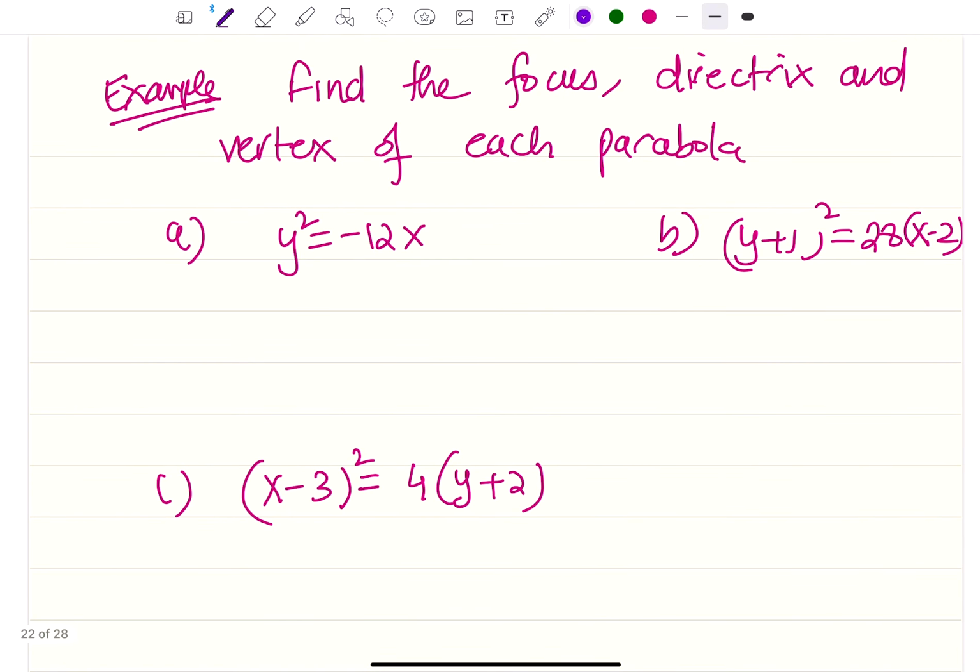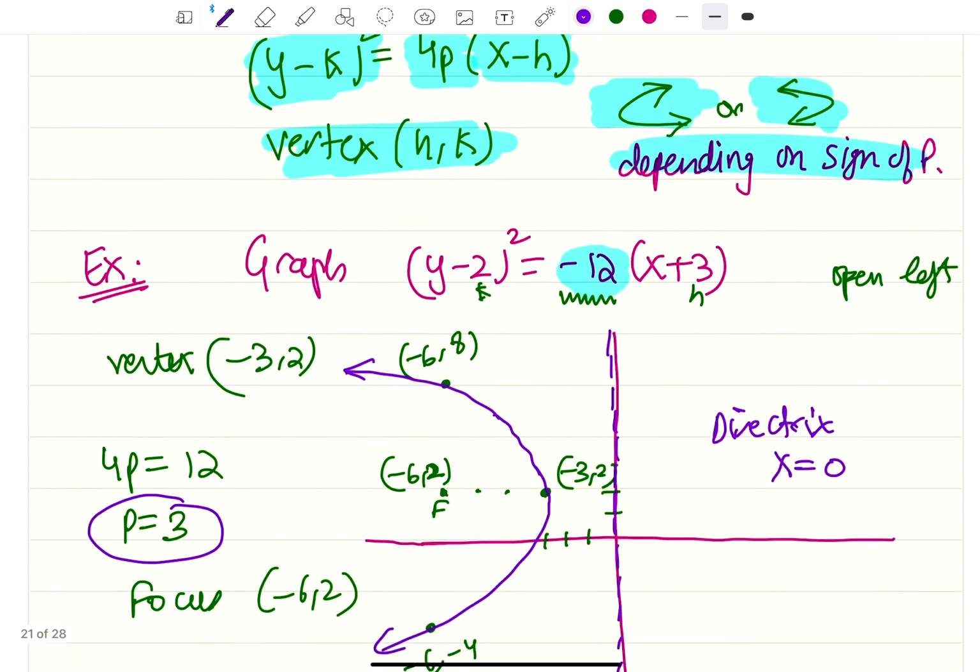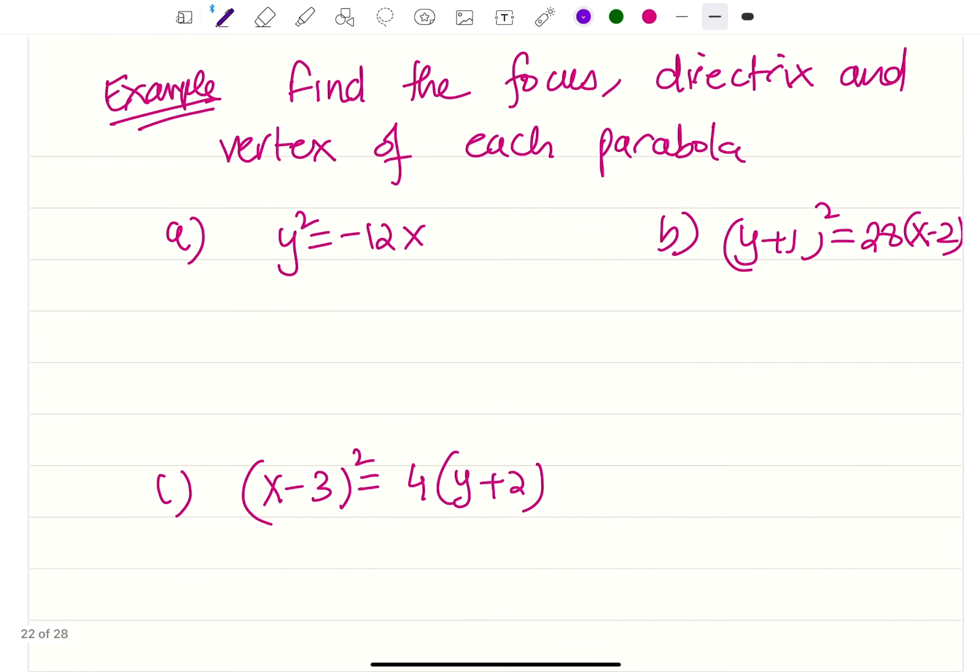Right, another example. In this one we are trying to find the focus, directrix, and vertex of each parabola. The very first one, the vertex, is easy to think of. The vertex is (0, 0). There's no h and there's no k. So the vertex is (0, 0) in this case.